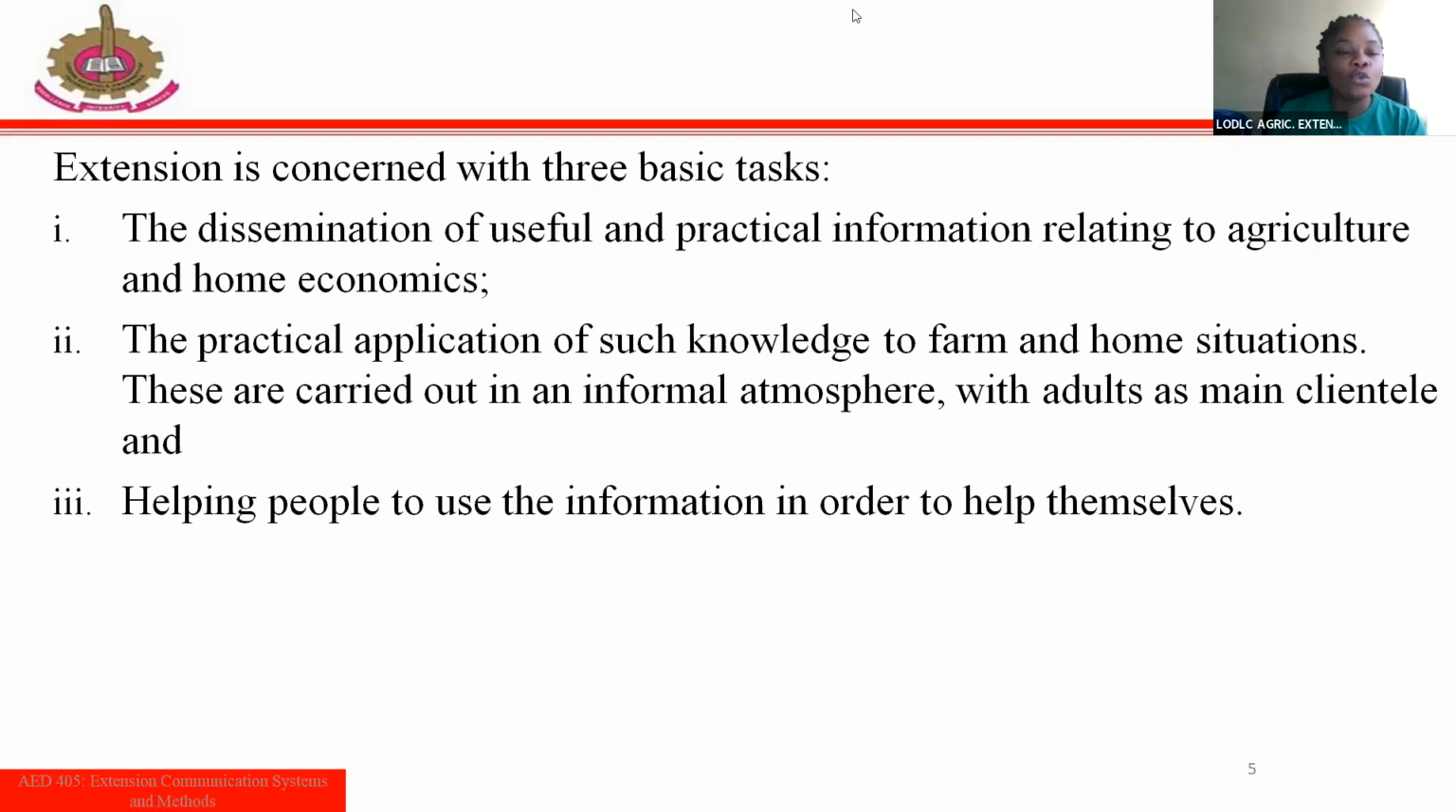So as you are learning, it's a long-term process. Why training or transfer of information is short term is that the information or innovation is given at a particular point in time, and when it is given, it is over. You understand?